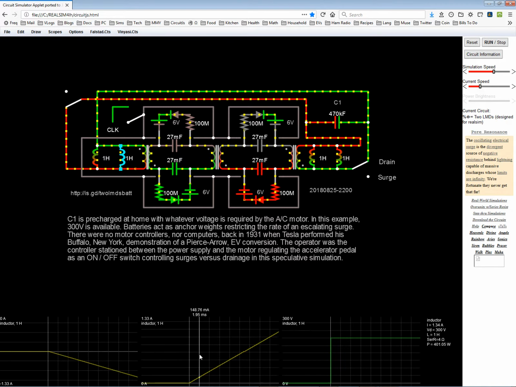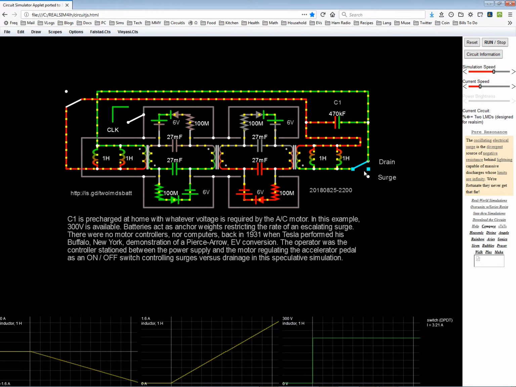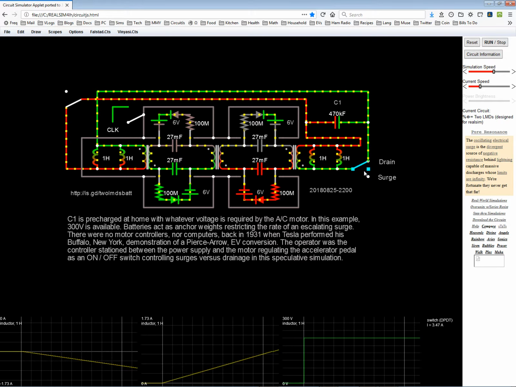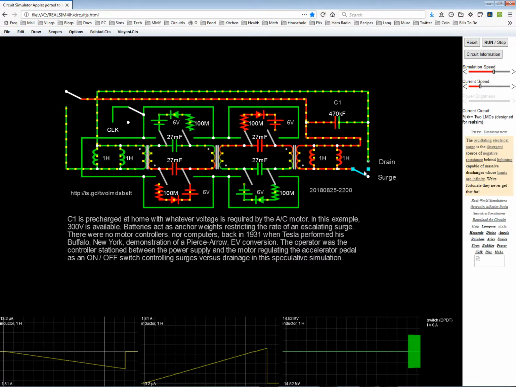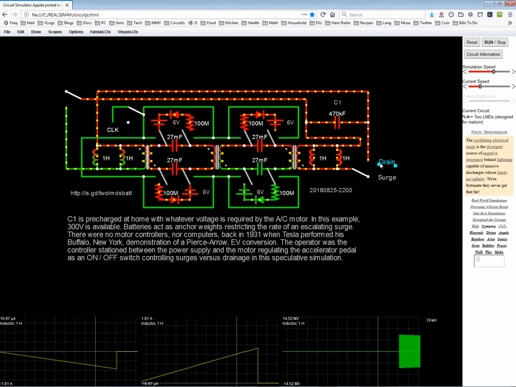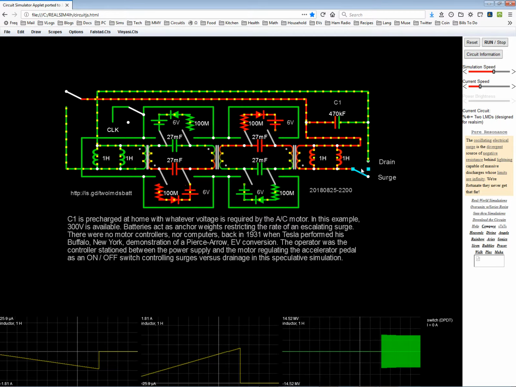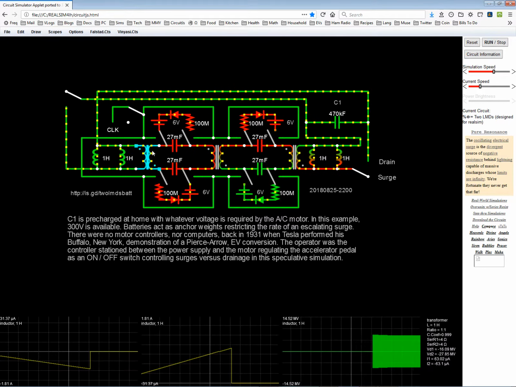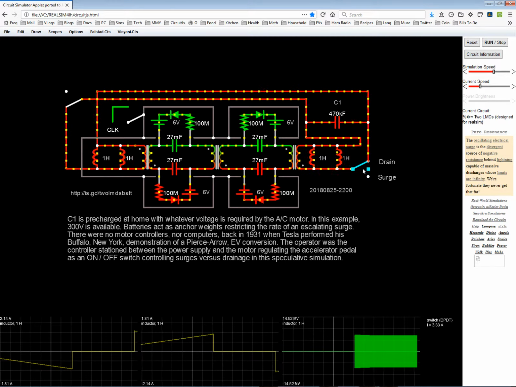So you see the amps are rising, and of course I don't know what they're rising to, what value, and I don't want to find out. So I start with drain in order to transfer, and then I go to surge in order to balance it out. Now you see everything's nicely charged. So maybe we'll go back here and see what happens.